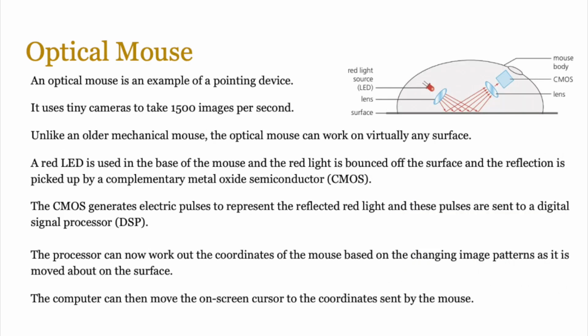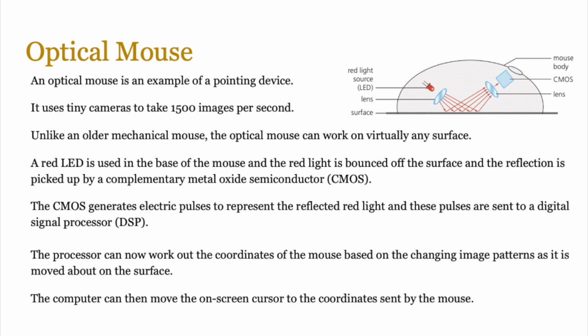So we are interested in the optical mouse according to the syllabus. So what exactly happens in an optical mouse? And this is the bit that you need to remember for the exam. Optical mice often use tiny cameras to take up to 1500 images per second. Unlike older mechanical mice, the optical mouse can work virtually on any surface. A red LED is used in the base of the mouse, and the red light that it produces is bounced off the surface, and then the reflection is picked up by a CMOS chip, which is a complementary metal oxide semiconductor. Now, you don't really need to know these things, but that's just for your knowledge.